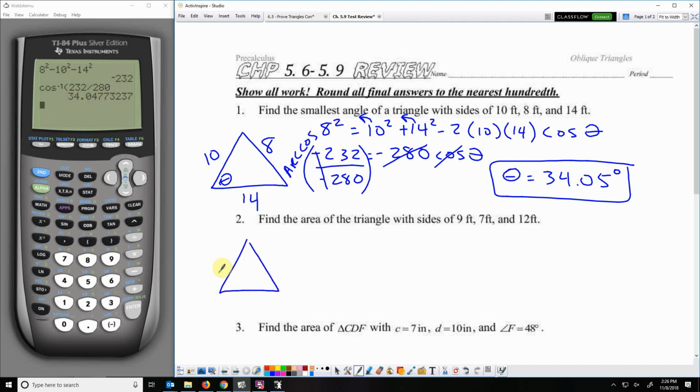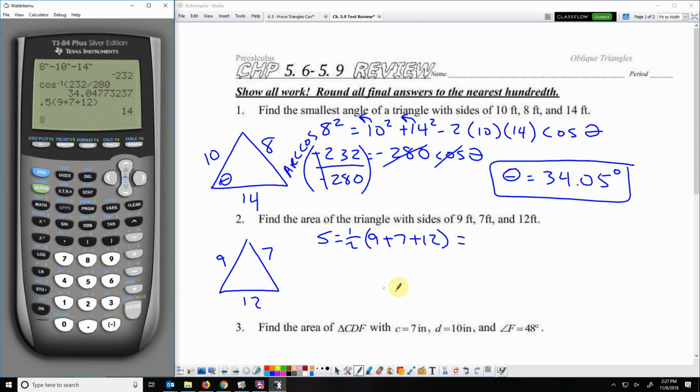Okay, next we're given side, side, side on another triangle. This time we are asked to find the area of the triangle. When we're given side, side, side, the easiest way to find the area is by using Heron's formula. The first step of that is to find the semi-perimeter, so half the perimeter. Half times 9 plus 7 plus 12. Okay, so 0.5 times 9 plus 7 plus 12. So my half perimeter is 14.